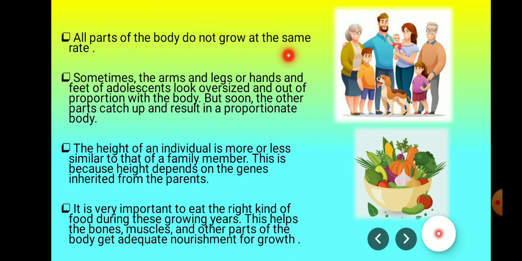All parts of the body do not grow at the same rate. Sometimes the arms and legs or hands and feet of adolescents look oversized and out of proportion with the body. But soon the other parts of the body catch up and result in a proportionate body. The height of an individual is more or less similar to that of a family member. This is because height depends on the genes inherited from the parents. It is very important to eat the right kind of food during these growing years. This helps the bones, muscles, and other parts of the body get adequate nourishment for growth.